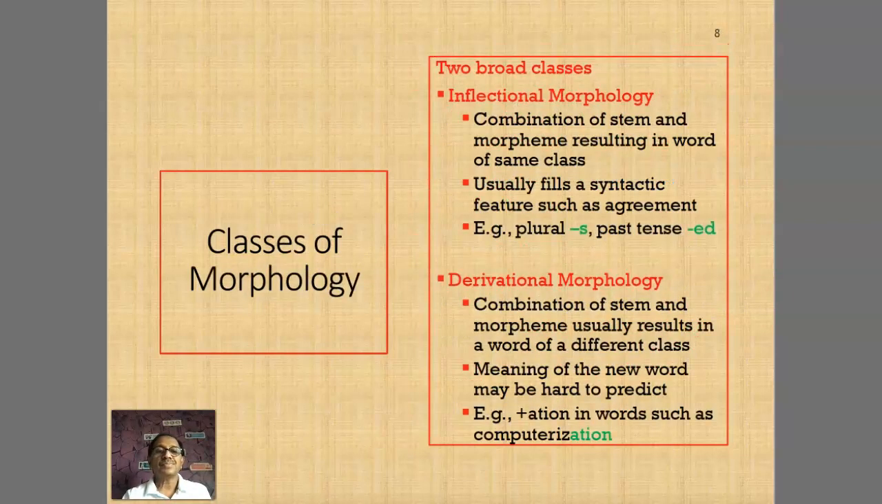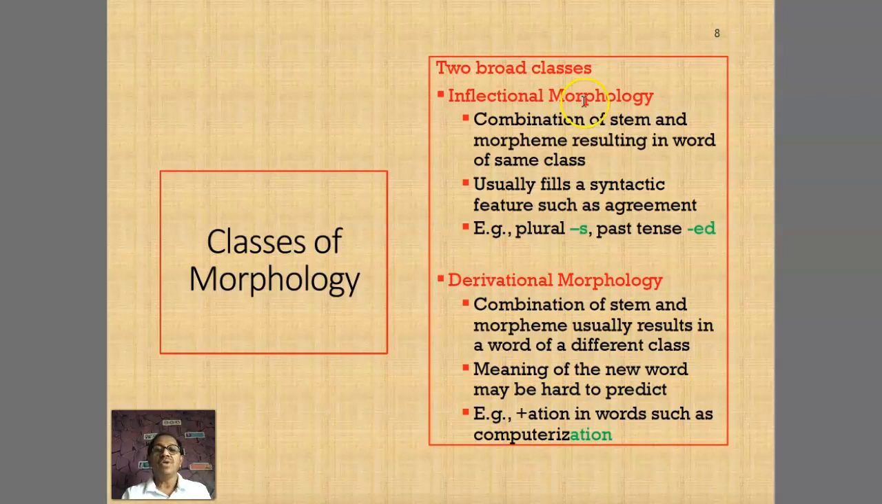Now let's look at different classes of morphology. We can have two broad classes of morphology. That is, morphology can be divided into two broad classes: inflectional morphology and derivational morphology. What is inflectional morphology? Inflectional morphology is a combination of stem and morpheme, that is an affix, resulting in a word of the same class. When I say class, what do we mean by class? Class is nothing but what we have been calling parts of speech in our traditional grammars. So noun is a class, verb is a class, adjective is a class, adverb is a class.